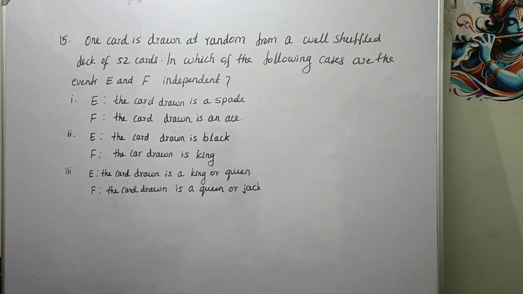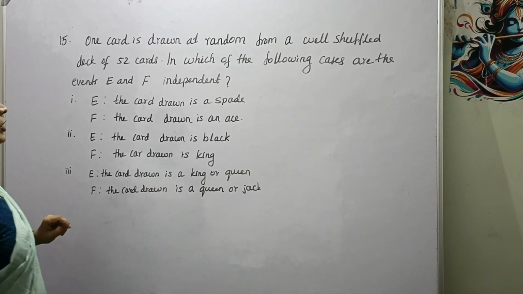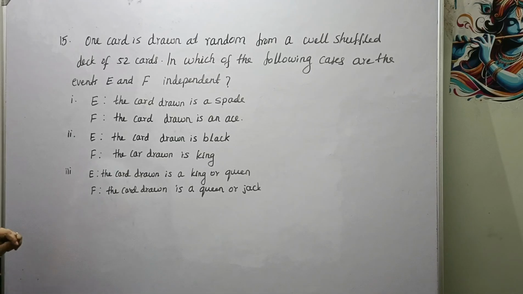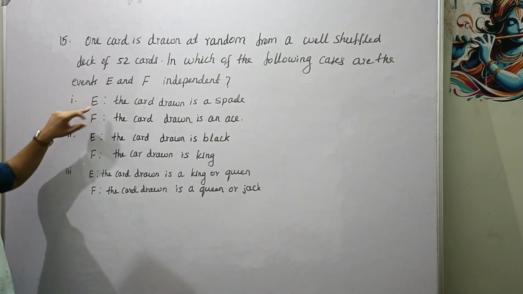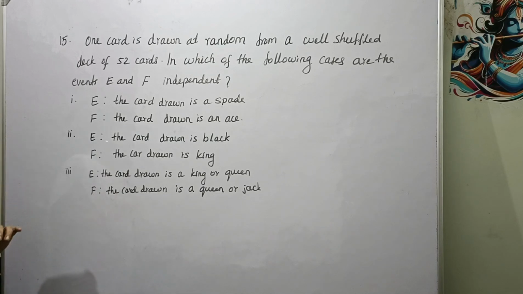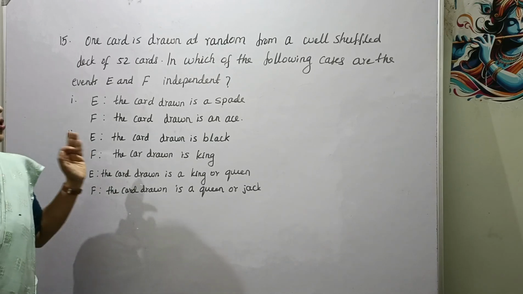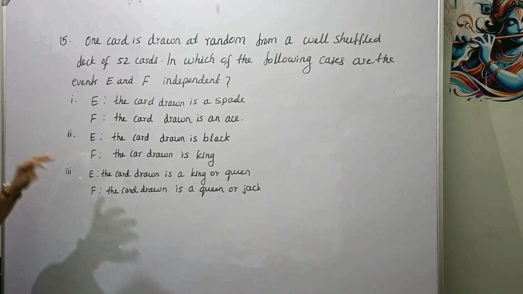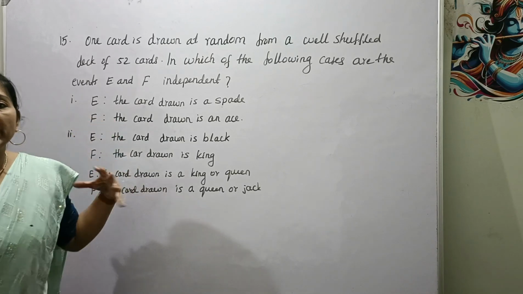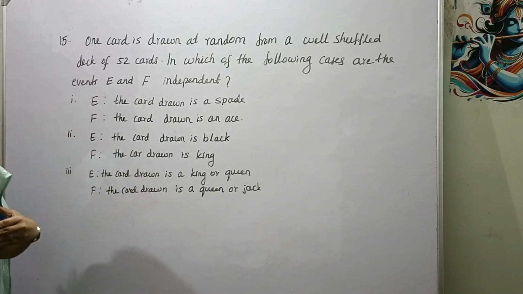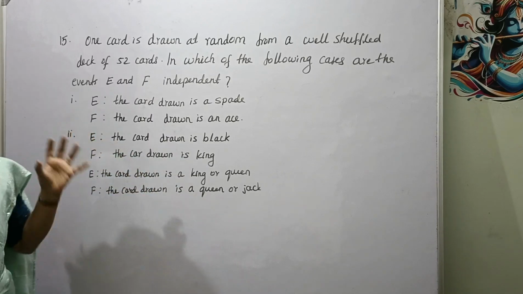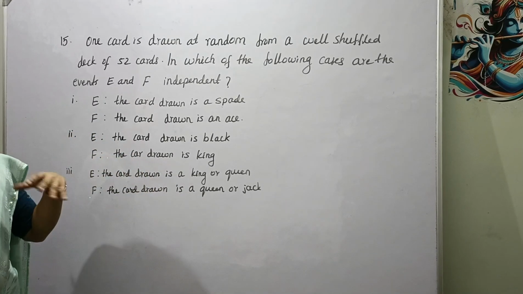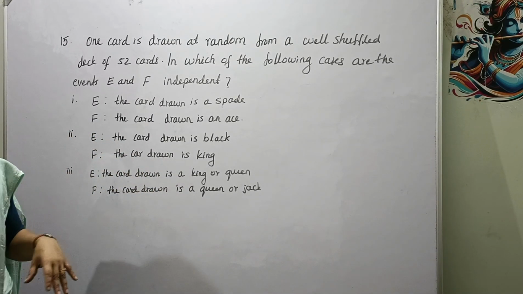One card is drawn at random from a well shuffled deck of 52 cards. In which of the following cases are the events E and F independent? First one, E is the event the card drawn is a spade. F is the event the card drawn is an ace. So here we have to check whether E and F are independent or not. For that we have to check whether probability of E intersection F is equal to probability of E into probability of F or not.